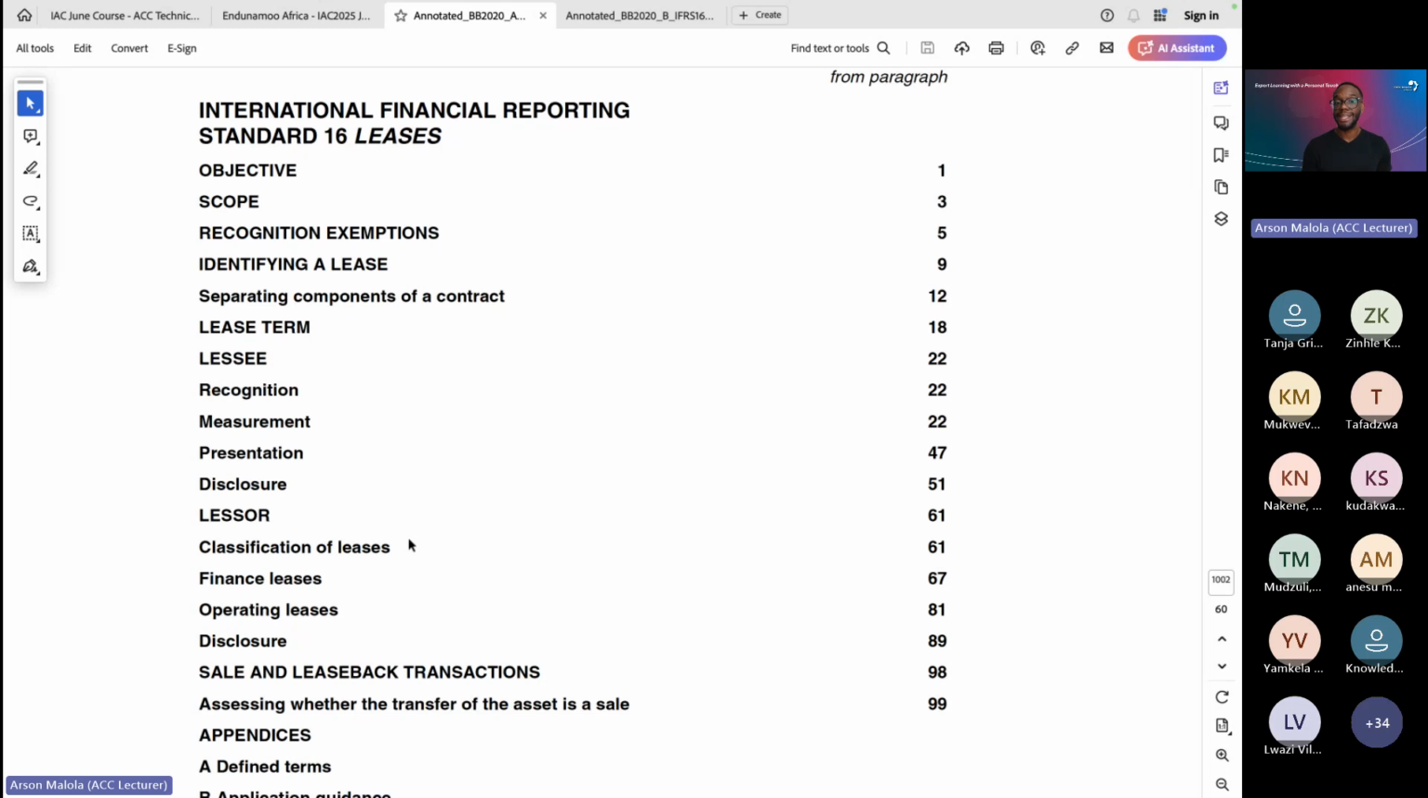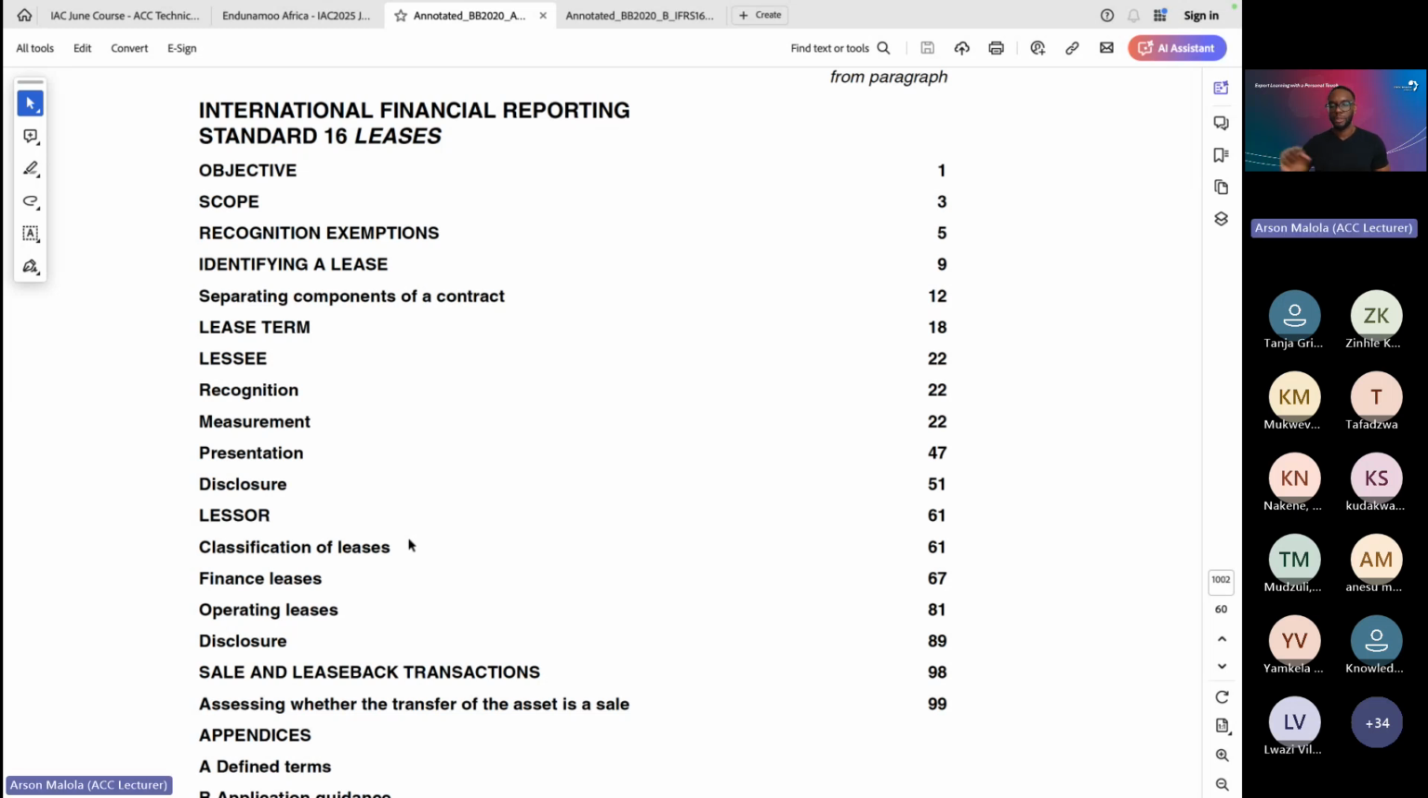Then recognition principle. What does recognition mean? It means bringing something onto my financial statements. How can you think about this practically? It means passing a journal, right? If I meet the recognition criteria, I need to pass a journal entry to recognize something, to bring something onto my financial statements.